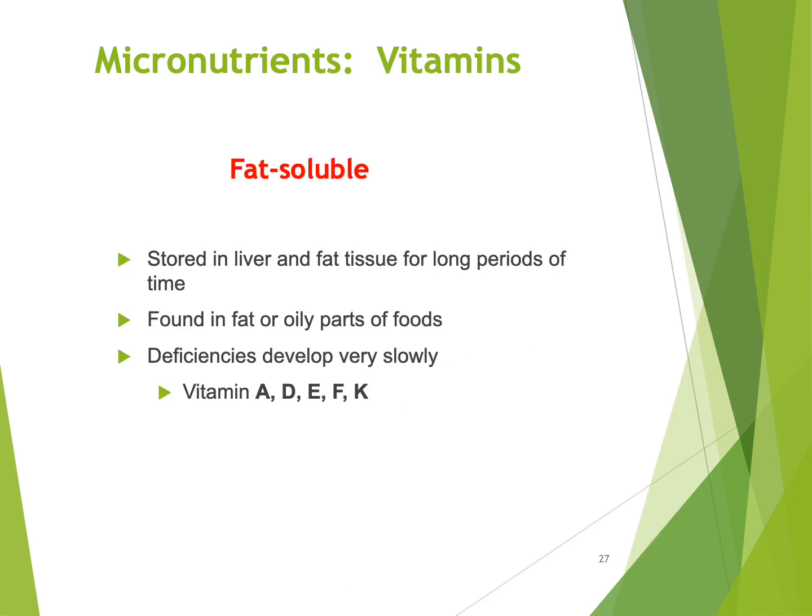Now we can talk about fat-soluble vitamins in much more detail. These include vitamin A, D, E, F, and K. So as we said previously, these are vitamins that are going to be stored in the liver and fat tissue for long periods of time. They can be found in fat or oily parts of foods. The deficiencies will develop very slowly in the body.